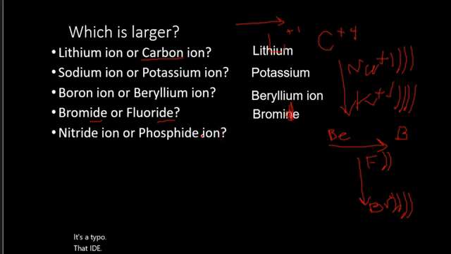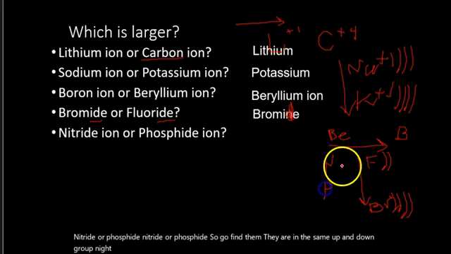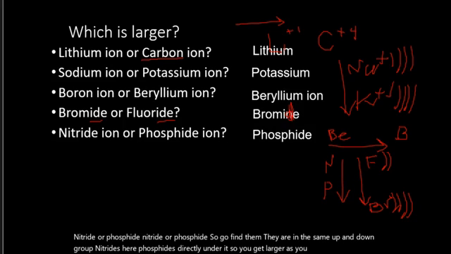Nitride or phosphide. So go find them. They are in the same up and down group. Nitride's here, phosphide's directly under it. So you get larger as you go down. So that's phosphide.